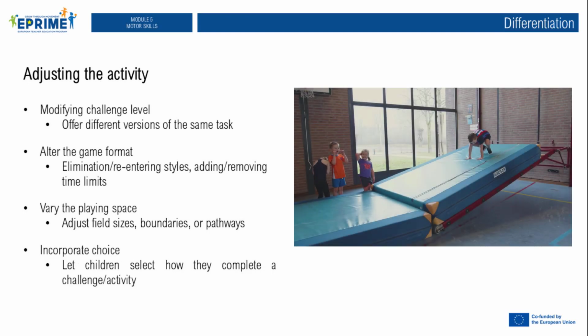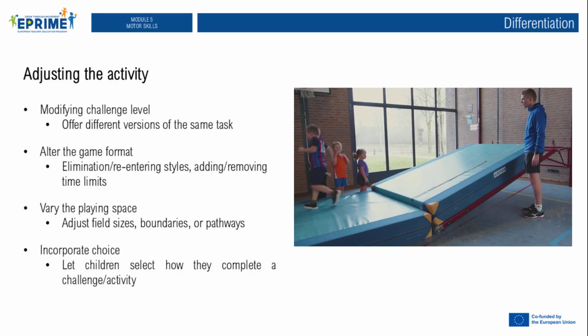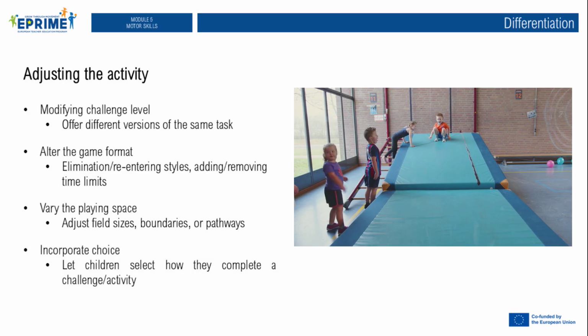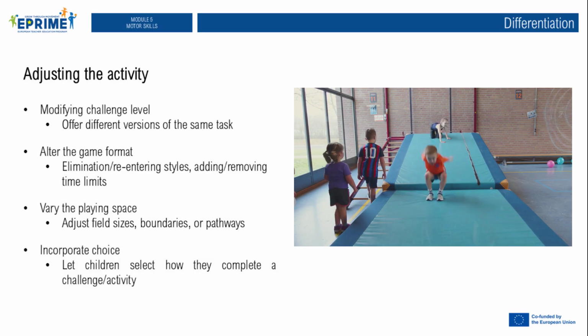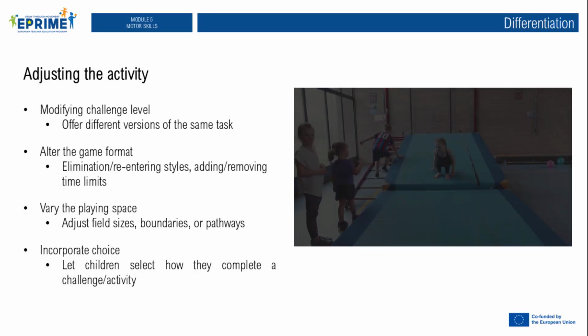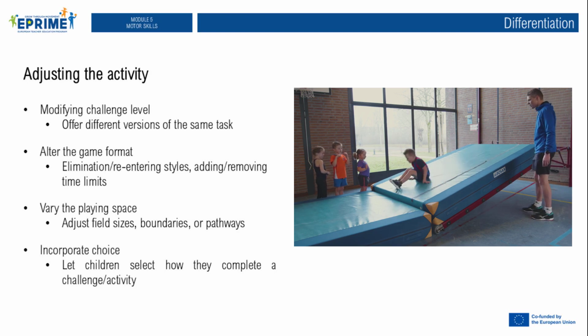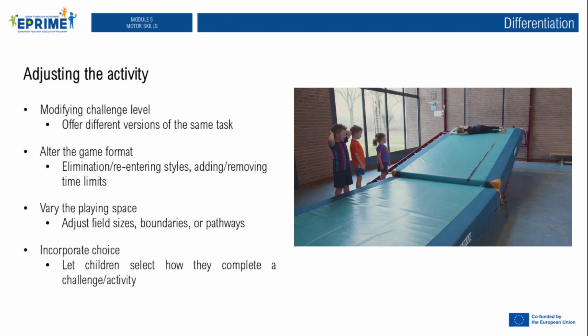Finally, you can try to incorporate choice into your activities. Instead of a one-size-fits-all approach, let children decide how they complete a challenge or activity. On the right, you see an example of a forward roll activity. If this is still difficult or children are hesitant, you can let them choose their own way to roll down the mat. You can also give children the freedom to choose how they move through a set parkour, like the one shown in the video on the right, whether they crawl, jump, hop, or walk.